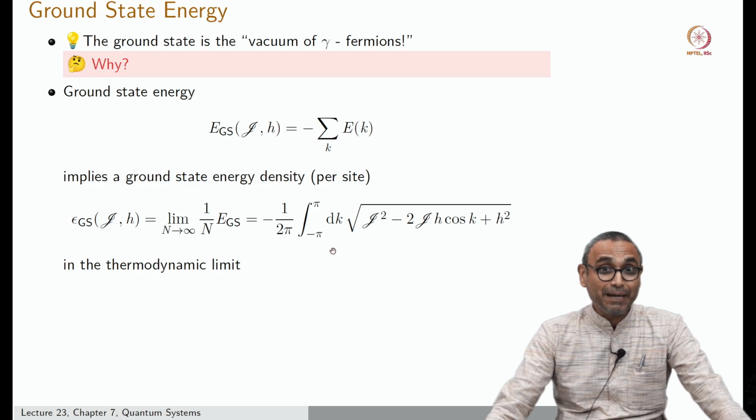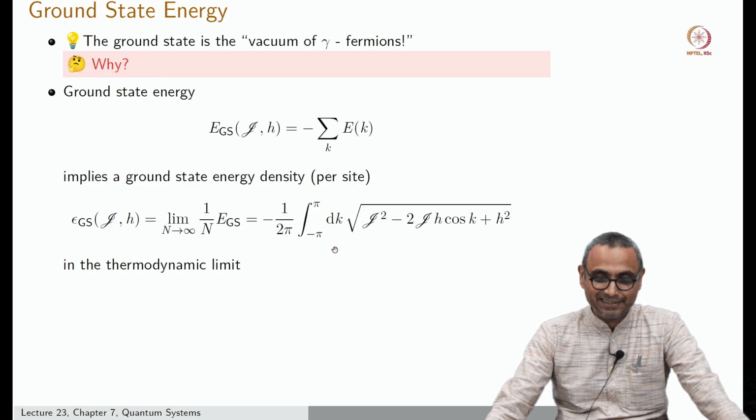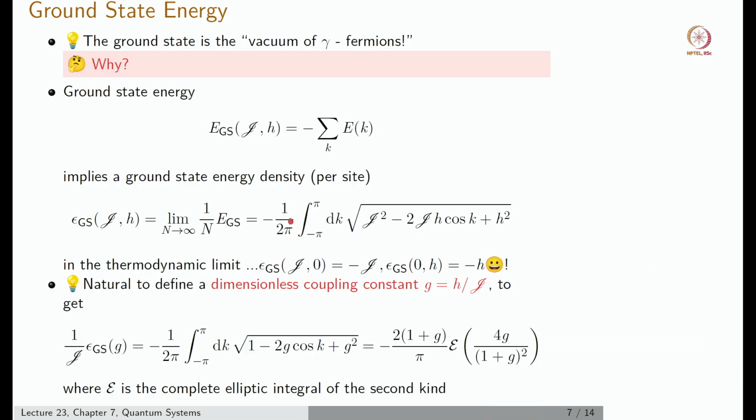Okay, we should immediately check whether we have got the correct answer or not in the known limits. So suppose I put h equal to 0, then you will see that the answer will be square root of j squared, so that will be j, so integral from that will be 2 pi, and the answer will be minus j is the energy density, which is very nice because I indeed get that answer. And if you put j equal to 0 and look at what is the energy on the paramagnetic side, you will see that the energy is minus h, which is also correct.